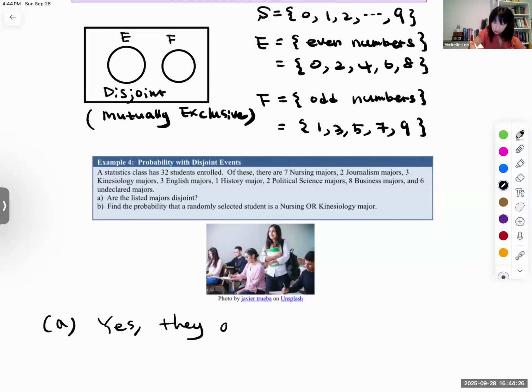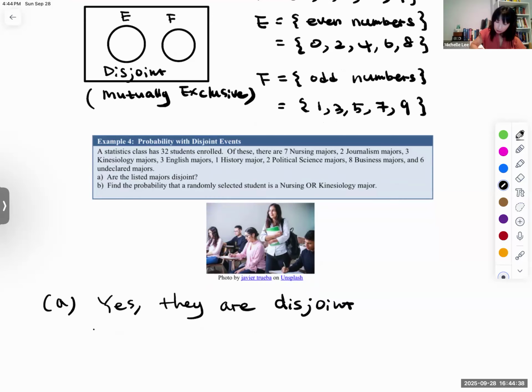They are disjoint. They don't mention students taking a minor or double major, since there are no double or minor majors.